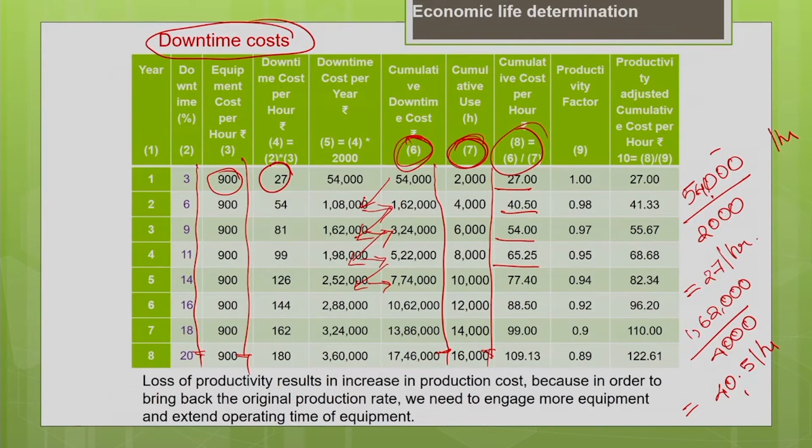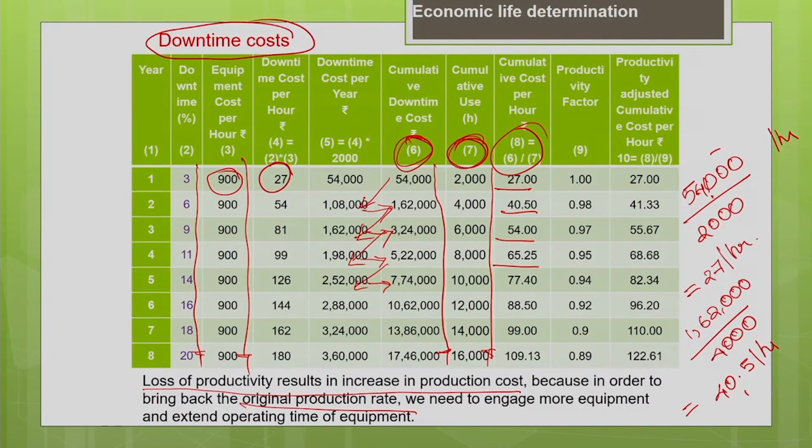Now you have to account for the loss in productivity. The loss in productivity is also going to result in an increase in the downtime cost of the machine. As we discussed earlier, the loss of productivity results in an increase in production cost, because your machine has spent time in the repair yard, so after the service when it comes back to the project site, we will be behind the project schedule.